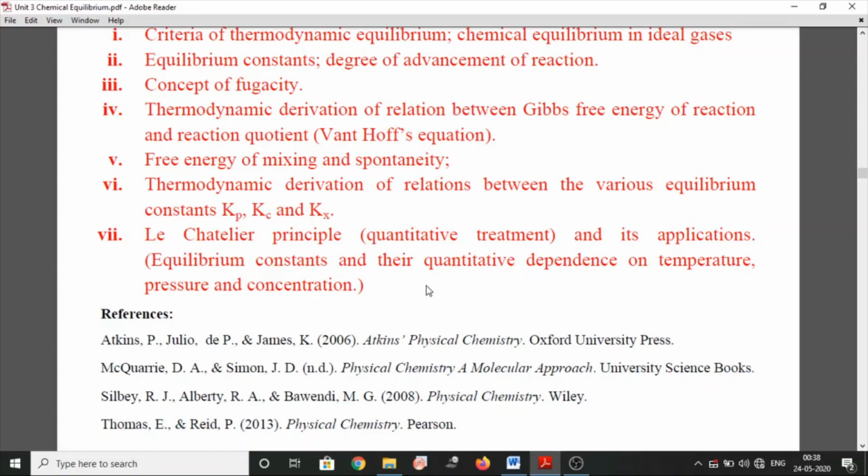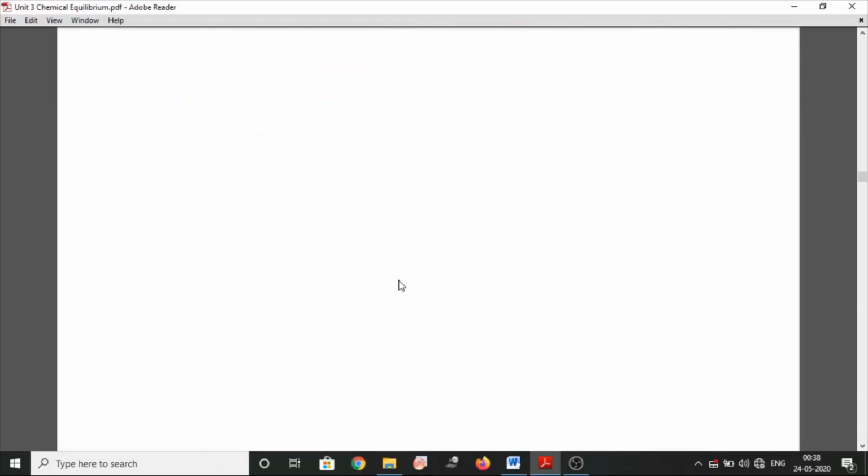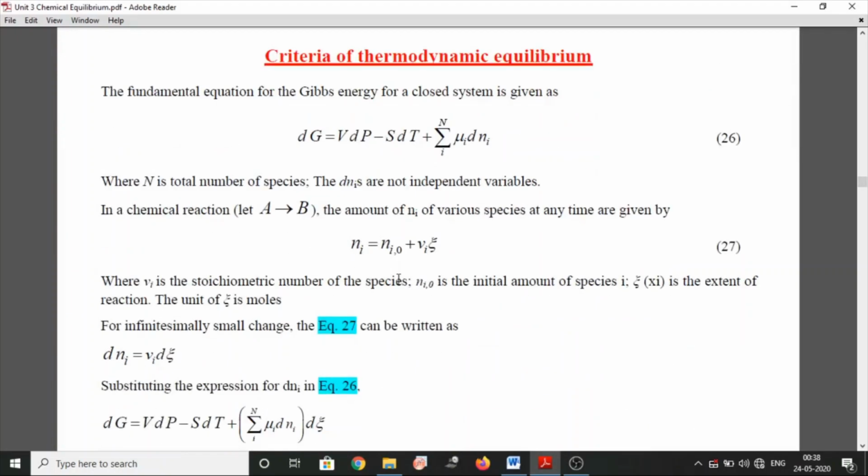As usual, I followed these 4 books while preparing these materials. So we will start with the first topic, that is criteria for thermodynamic equilibrium.